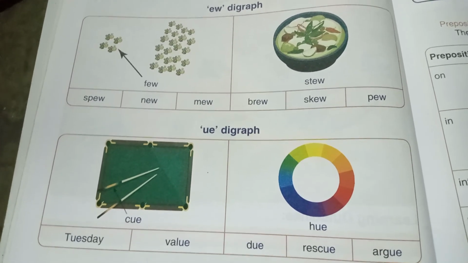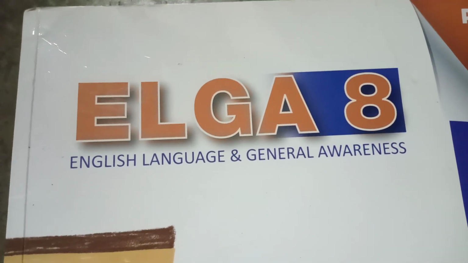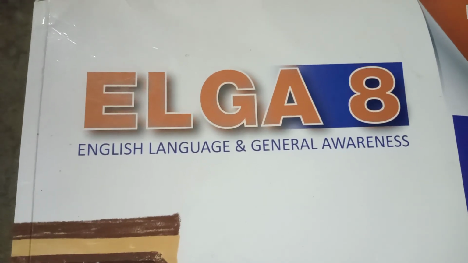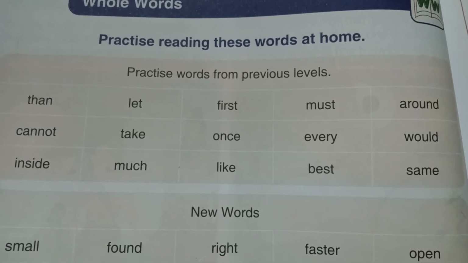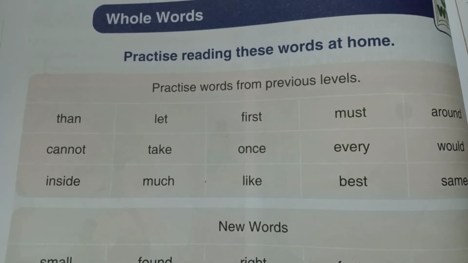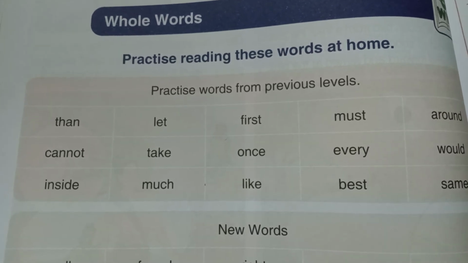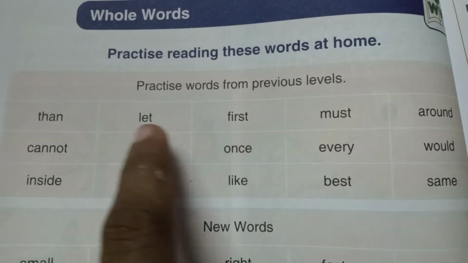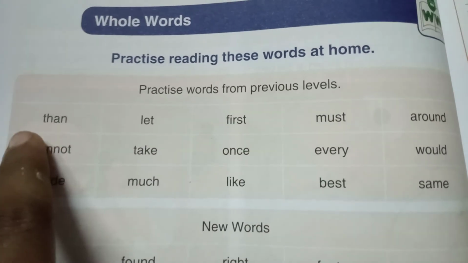Great. Let us move to the whole word session. From this whole word session, we have to recap the last unit's whole words. My dear children, do you remember? Yes, these words are called whole words. We read these words by looking at them and saying them as they are. We do not use the letter sounds to read these words, right? Let us see the first 5 whole words from previous levels.